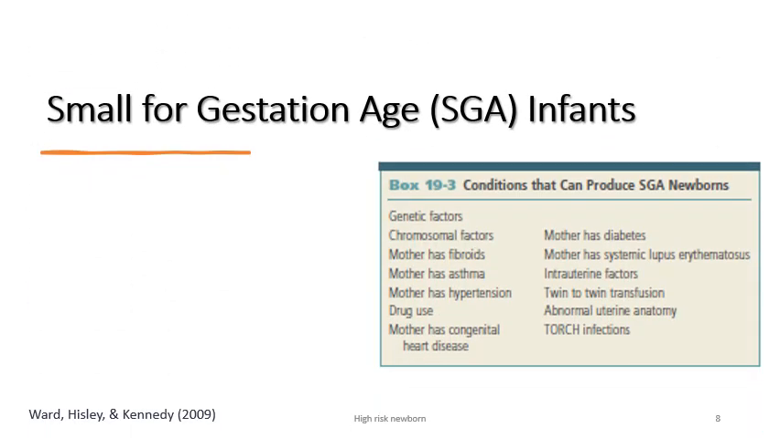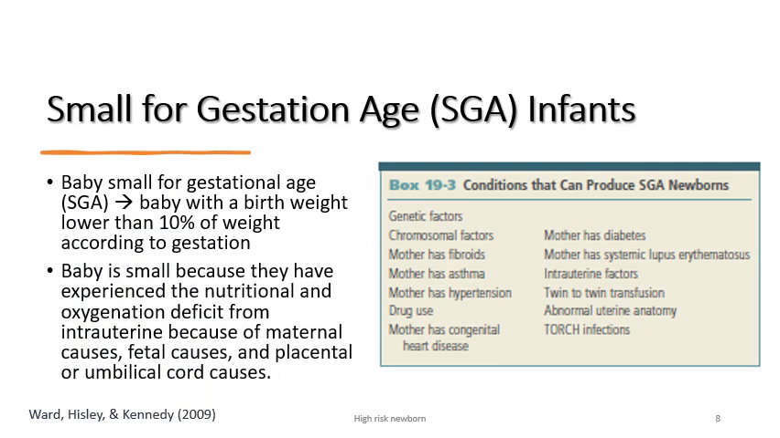And for the small for gestational age infant, there are some conditions that also contribute, and these happen because the baby inside the pregnancy already has a deficit in nutrition and oxygenation, which can come from the mother, from the fetus itself, from a placenta problem, or an umbilical cord problem. So what can produce a small for gestational age newborn? It can be genetic or chromosomal factors, if the mother has fibroids, asthma, hypertension, used drugs, has congenital heart disease, diabetes, or an immune system illness.